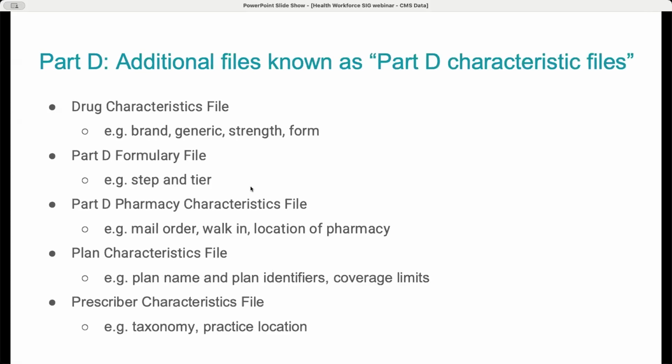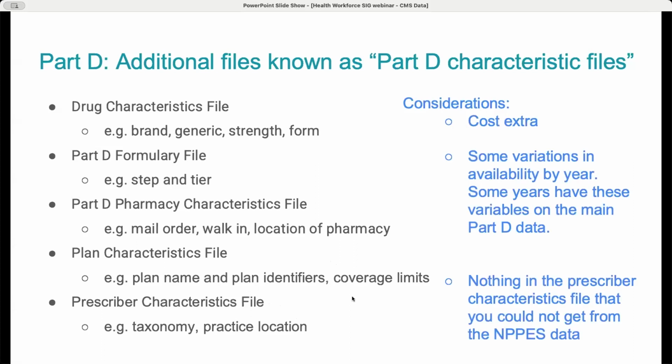and payer information. And Part D comes with a series of additional supporting files that are sort of collectively known as the Part D characteristic files. They include a drug characteristic file, where you can get additional information on the medication. You can get additional formulary information, step and tier on the formulary file, a pharmacy characteristics file, which gives you information on what type of pharmacy order was used and where the pharmacy is located. There are plan characteristics as well on the type of plan, the plan identifier, and coverage limits, for example. And the prescriber characteristic file, which again has taxonomy and practice location. So you see here again the prescriber characteristic piece popping up.